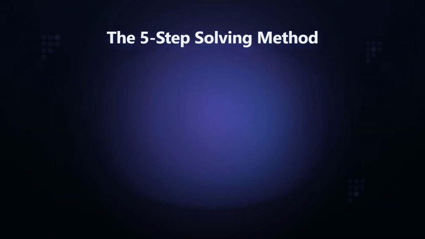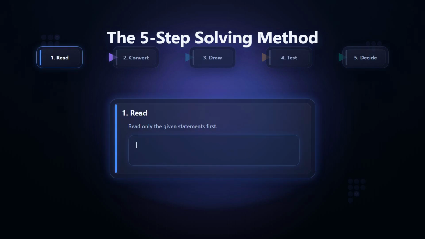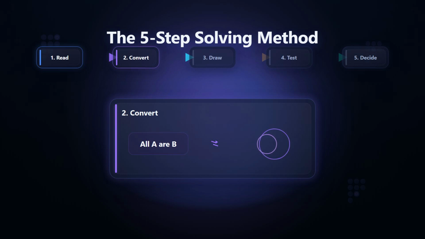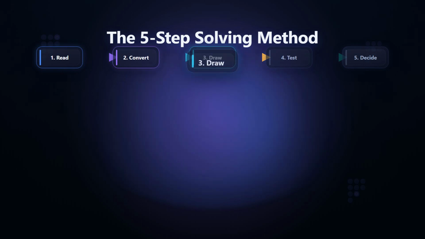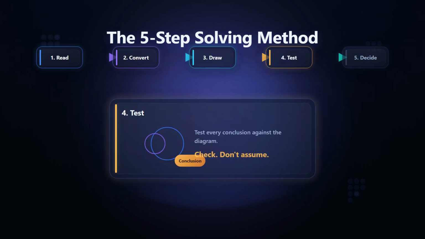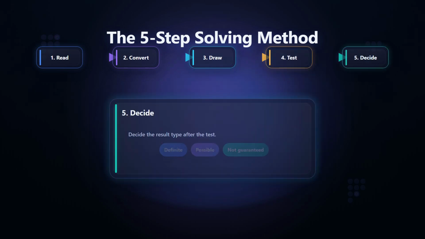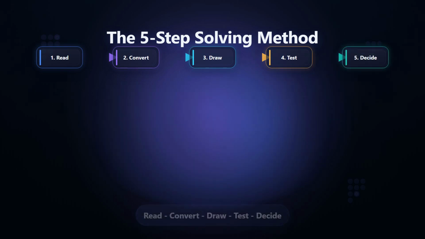Now that we know the statement types, let's turn them into a solving method. Use this 5-step flow. First, read only the given statements. Second, convert each statement into a visual relationship. Third, draw the safest possible diagram. Fourth, test each conclusion against the diagram. And fifth, decide whether it is definite, possible, or not guaranteed. So basically, read, convert, draw, test, and decide.